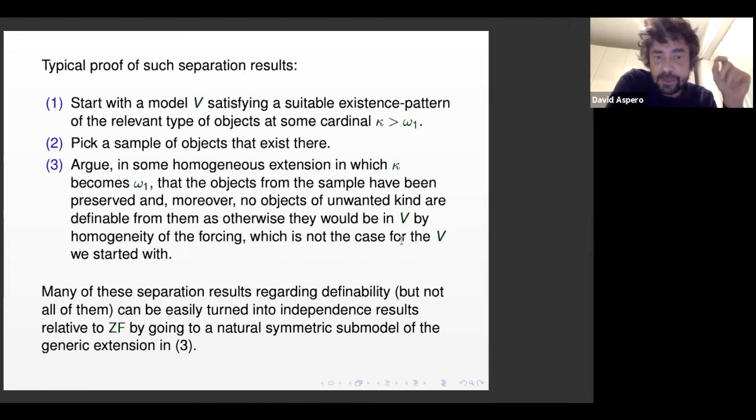And many of these separation results regarding definability, but not all of them, can be turned into independence results relative to ZF by going to some natural symmetric submodel of the generic extension you use.